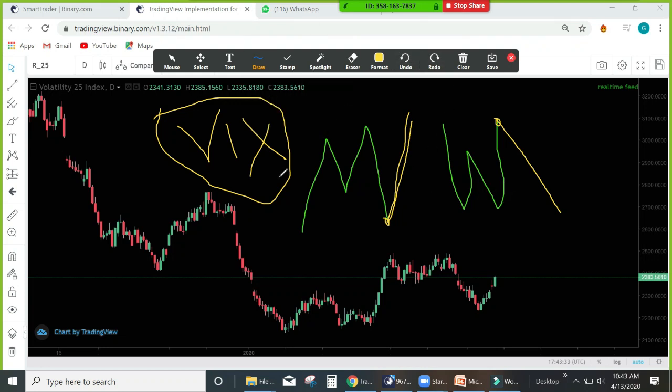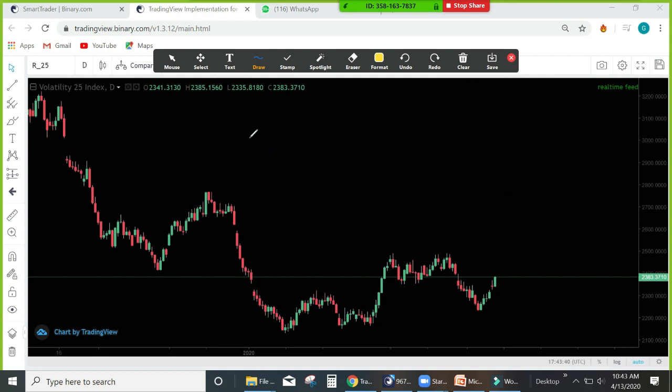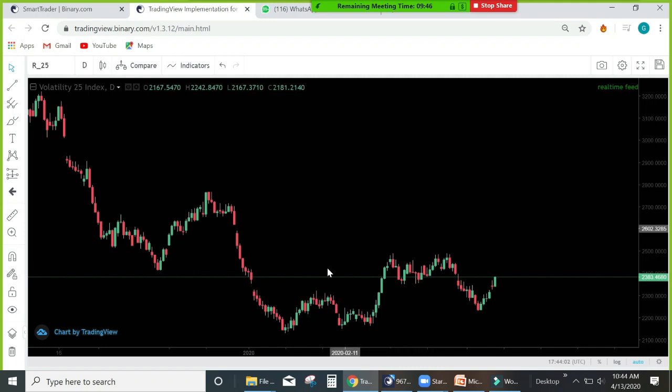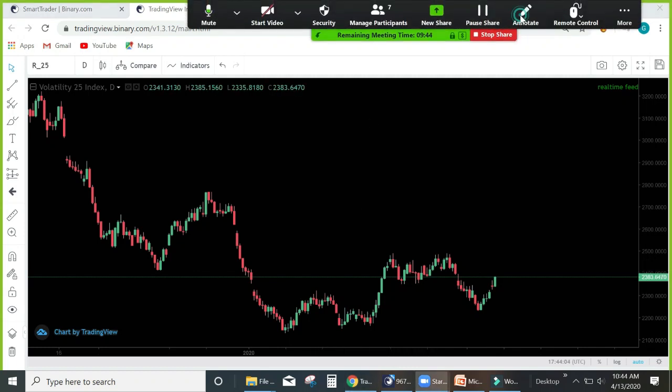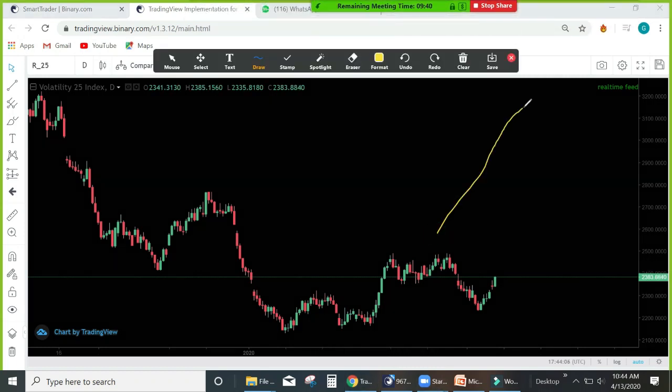So these are the basics. When you are a beginner, someone who is starting to learn about volatilities, those are the things you need to know first. All volatilities go up, all VIX go up, their behaviors are uptrend, and this market of VIX always shows us the M pattern and W pattern.